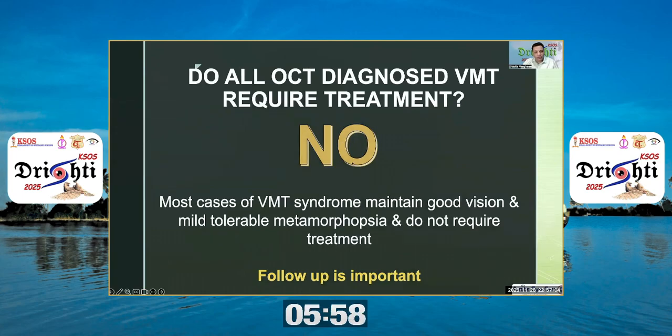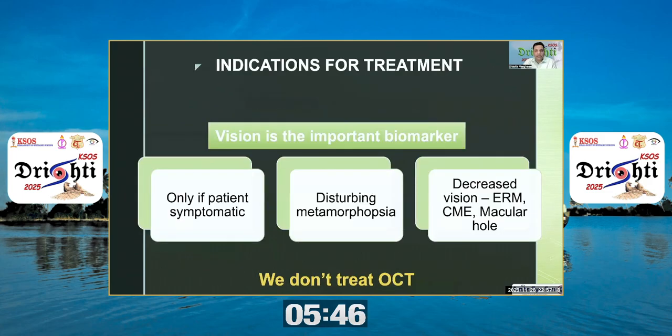Then the question arises, do all OCT diagnosed VMT require treatment? The answer is no. Most cases of VMT syndrome have good vision and mild tolerable metamorphopsia and do not require treatment. However, we need to emphasize to the patients that the follow-up is the most important thing. So what are the indications for treatment? Vision is a very important biomarker. If you operate on a patient with good vision, sometimes there's a risk of vision drop even after surgery. So patient counseling is extremely important.